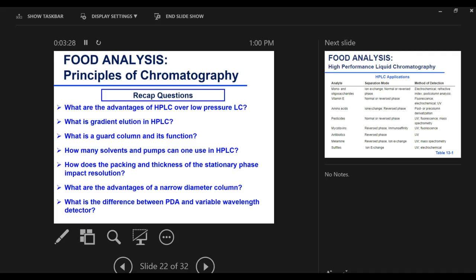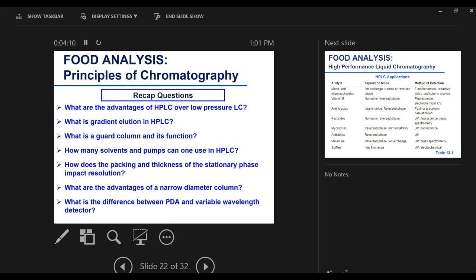How does the packing and thickness of the stationary phase impact resolution? Jason? The better packed in terms of under pressure. Okay, so you would have less, what we call it, vacuum, not vacuum, a void. Less space, less void, better resolution. What about the thickness of the stationary phase? If it is thinner, if it is a capillary with a very thin stationary phase, then better resolution. Yes, do you know why? There's less space to interact.